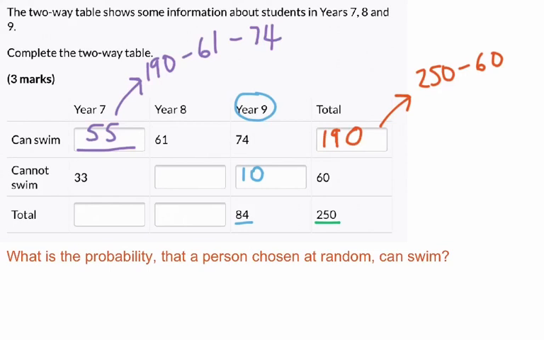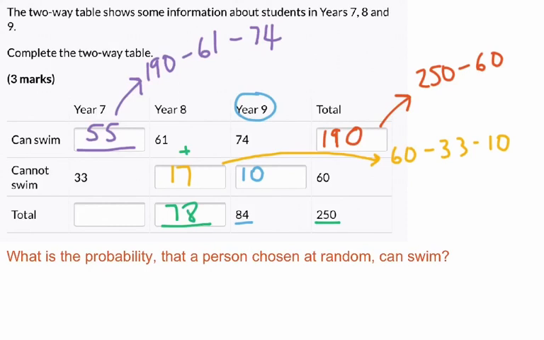Okay, now that will allow me to do my cannot swim row. So in order to get the year 8 who cannot swim, I can do 60, take away 33 year 7s, take away 10 year 9s, and that leaves me with a nice answer of 17. And then last but not least, and I'll do these in green, we can now work out our totals for our year group. So our total year 8 would be 61 add 17. So that leaves me with a total of 78.